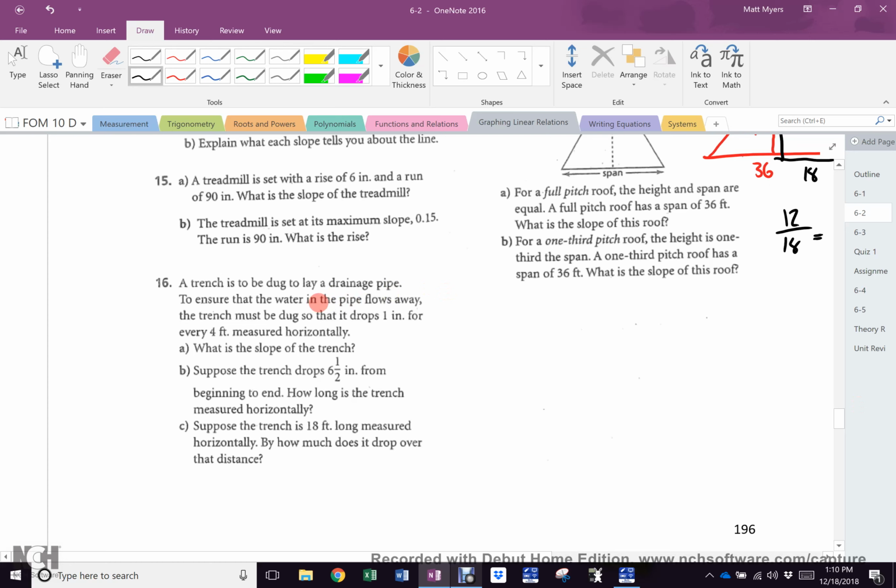A trench is dug to lay drainage pipe. So, the pipe would go like that, yes? It must drop 1 inch for every 4 feet. Can I compare inches and feet? No, they're different scales. What did I say you had to do? That has to be 48 inches, right? So what's the slope? It's not 1/4, it's 1/48.